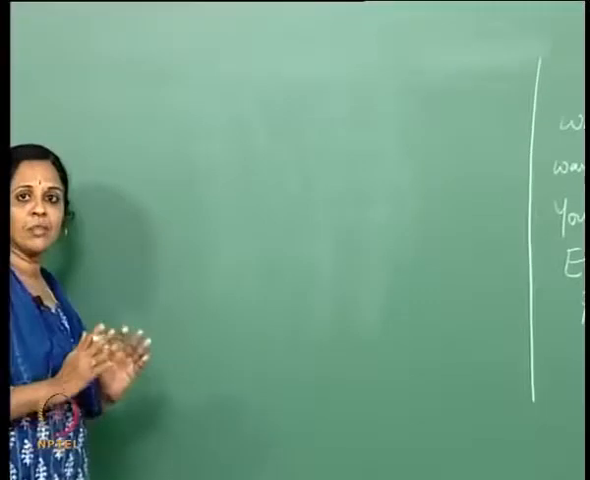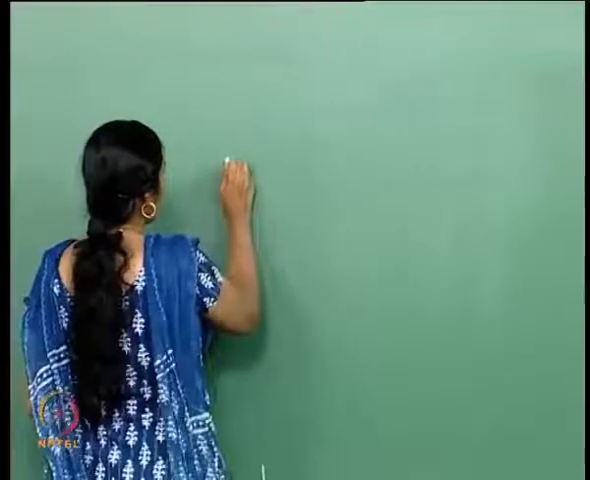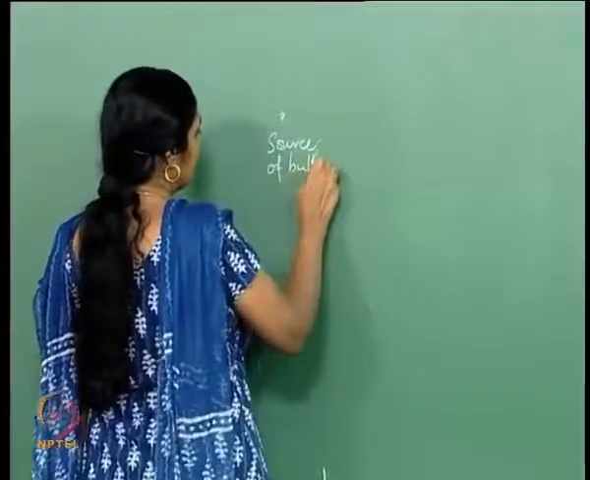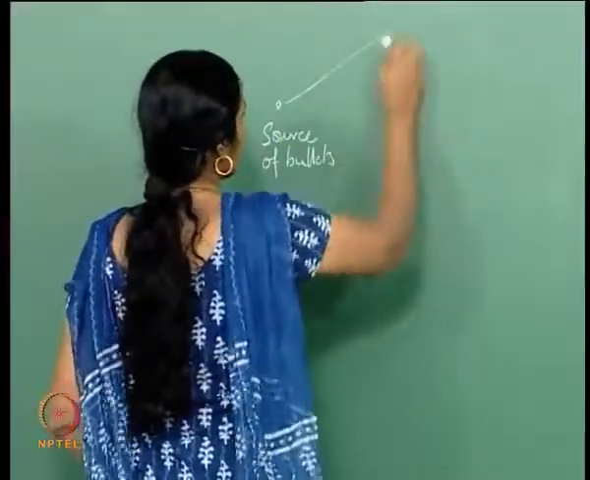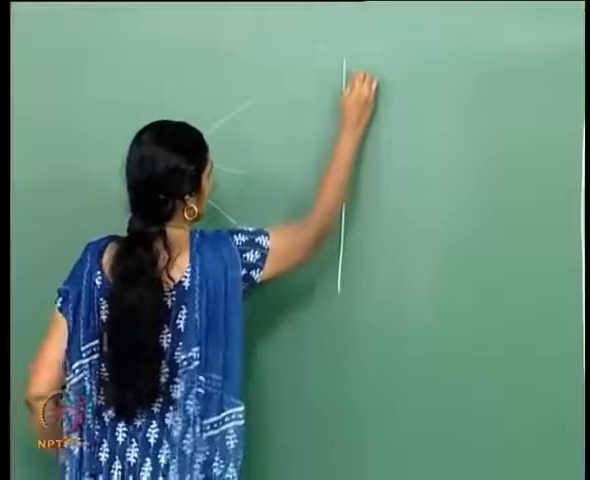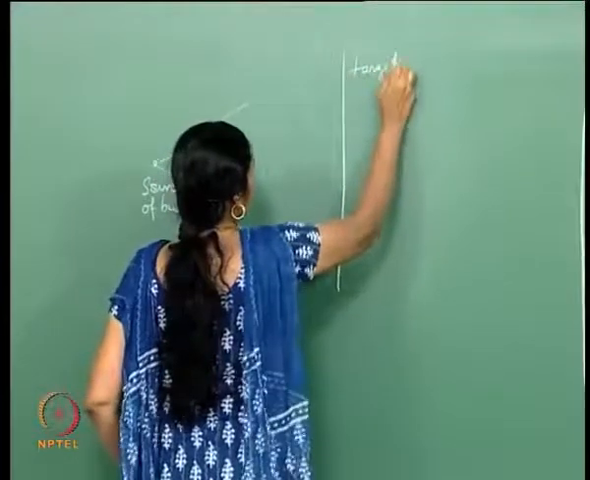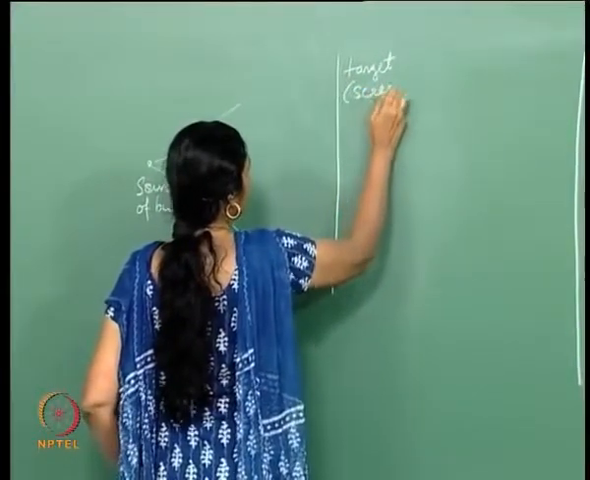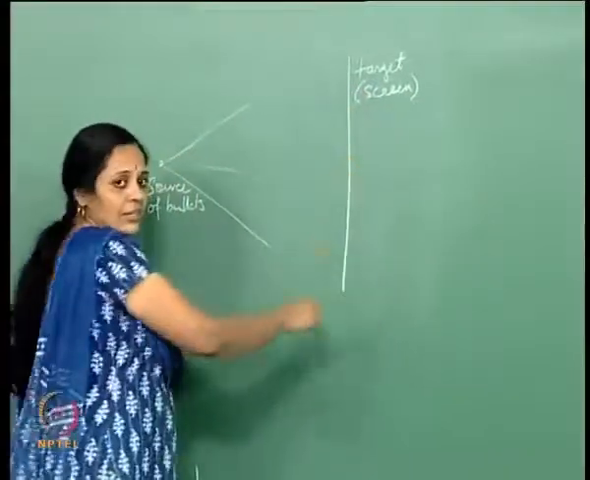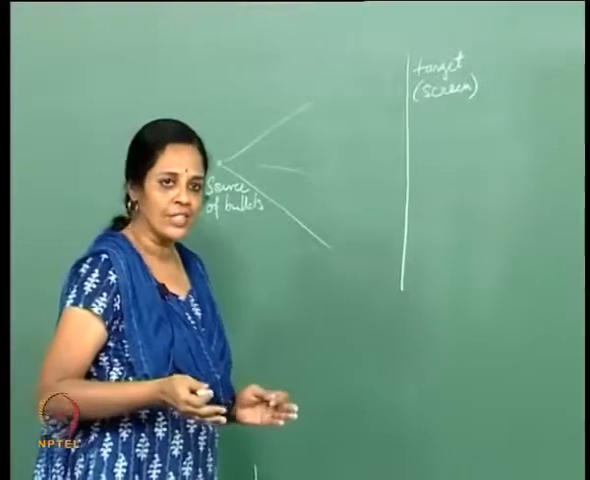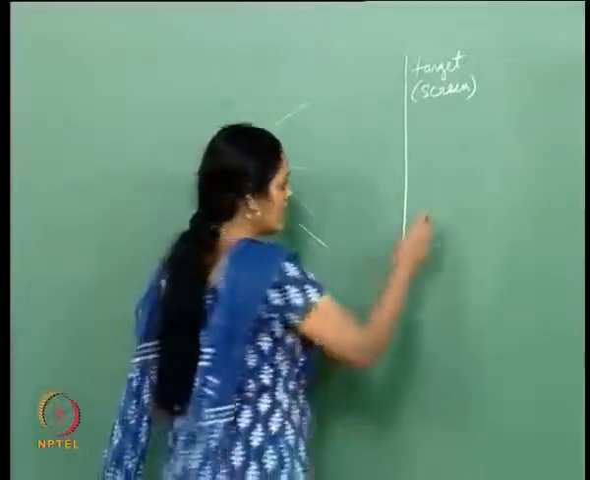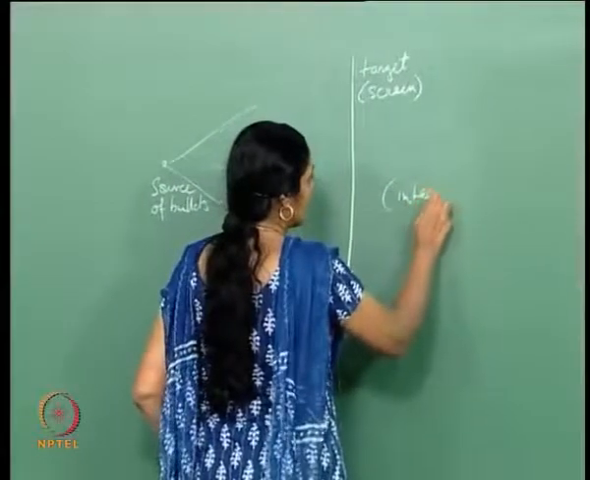Let us first look at it from a classical point of view. Start with a source of bullets. The bullets are shot out in various directions and they hit a target. The target is a screen. Now, as the bullets strike the target, you could perhaps use detectors and count the number of bullets that have hit the target. Clearly, there will be an integer number of bullets.